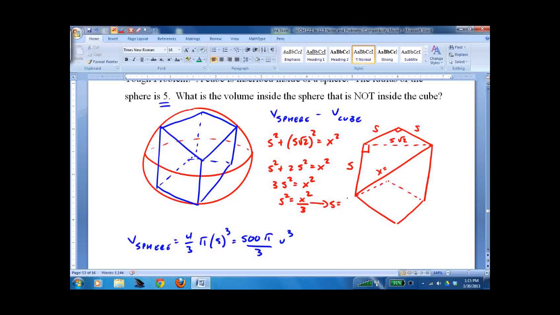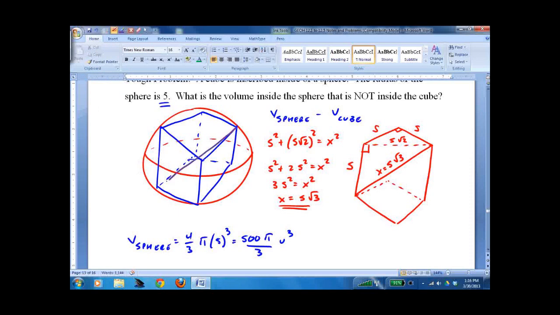S equals, my bad, I want x. Got carried away with the algebra there. X equals s root 3, which makes sense when you think about it. That's s, s root 2, s root 3. And that distance x is over here in purple.